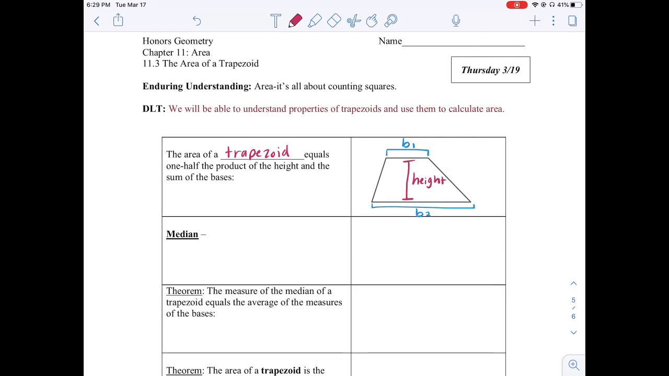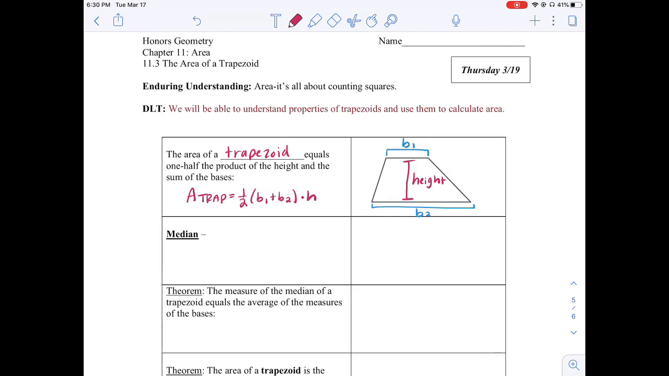So when we put this together, this gives us the area of the trapezoid is equal to 1/2 (base 1 plus base 2) times the height. You'll see base 1 plus base 2 are in parentheses because that's how we add them together and group them with order of operations. So this here is our area formula.